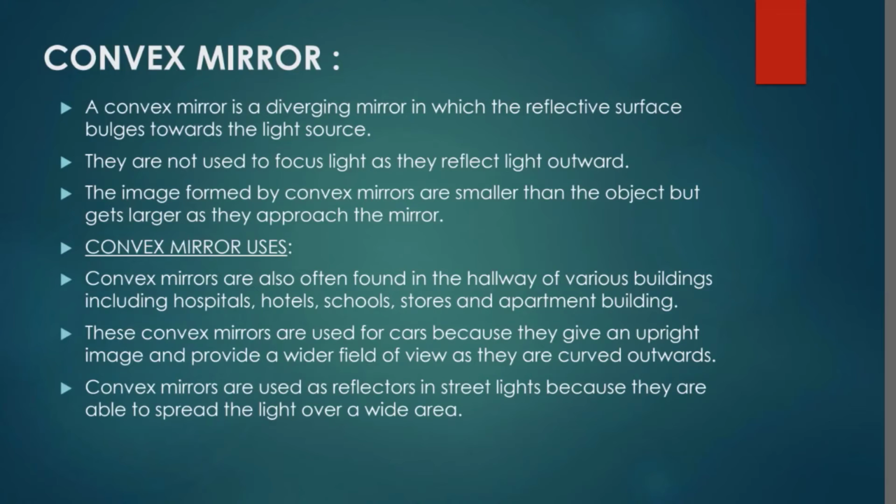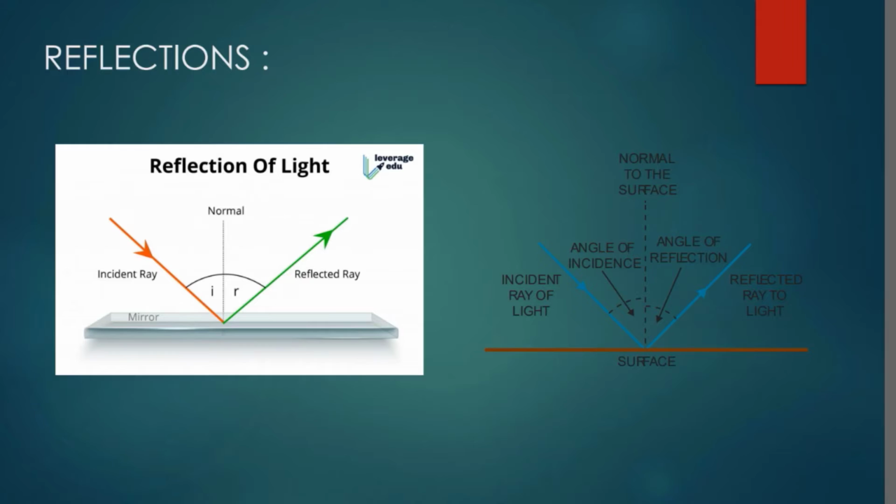Convex mirrors are also used as reflectors in streetlights because they are able to spread the light over a wide area. As I said earlier, many of the rays from infinite distance fall on the surface of the convex mirror. They need to diverge, so it is the principle used in streetlights. Next, go to the next slide.